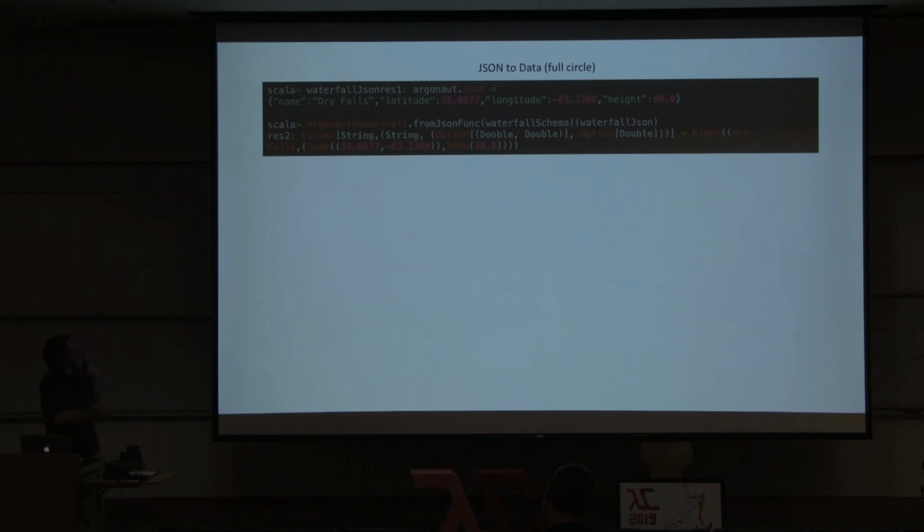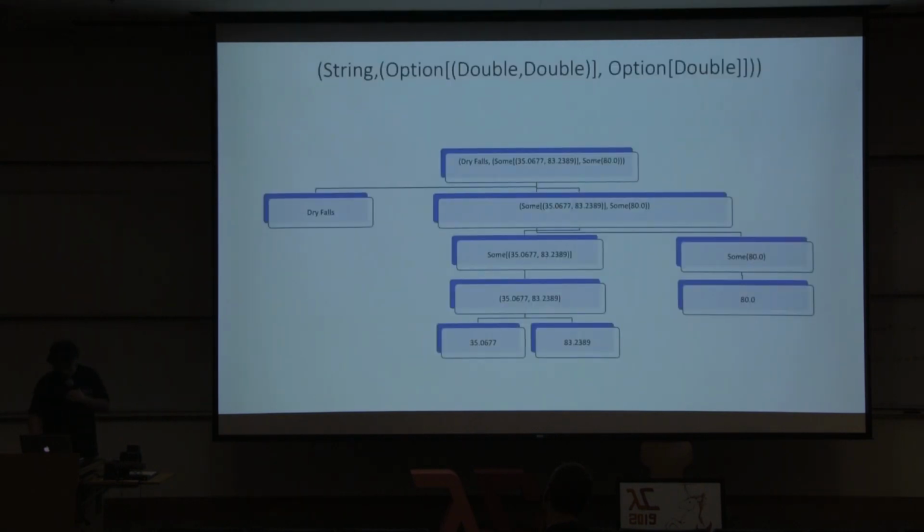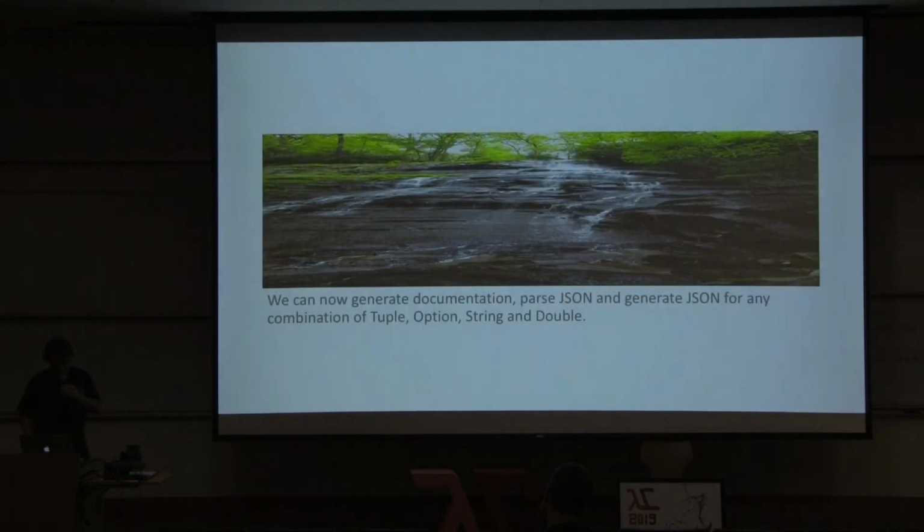And so now we can create our function from JSON to our A type and pass in the JSON we just created, and you can see our resulting type is a right, because it succeeded, of our original. Right? So that's how that's built up again, starting at the leaf nodes and then working its way up, combining the data along the way. Okay, so now we can generate documentation, we can parse JSON, and we can generate JSON for any combination of tuple, option, string, and double.